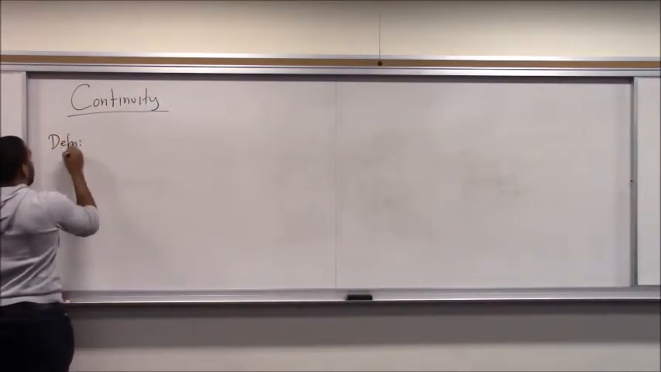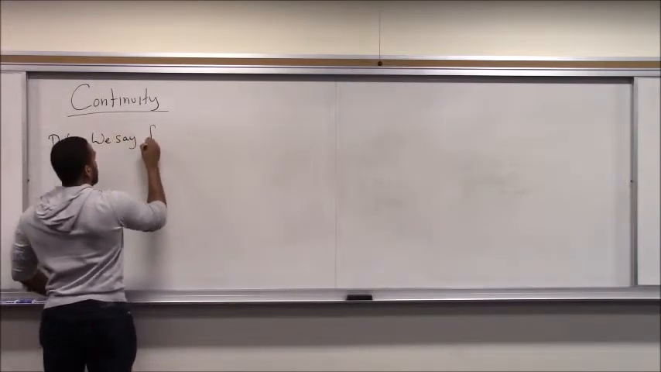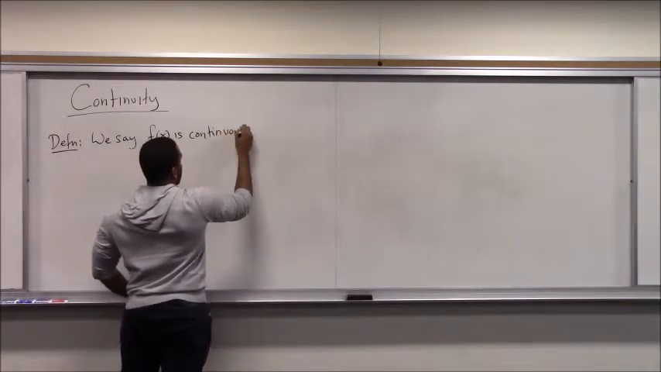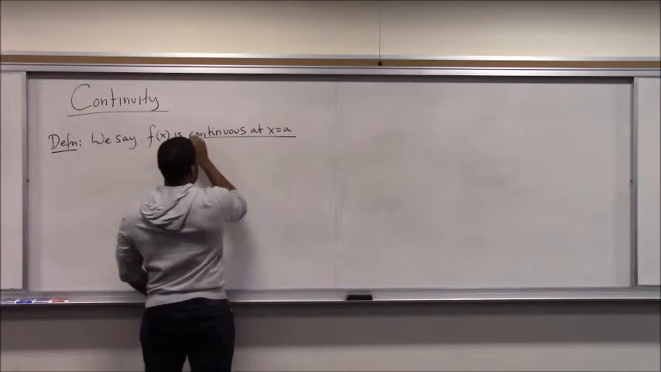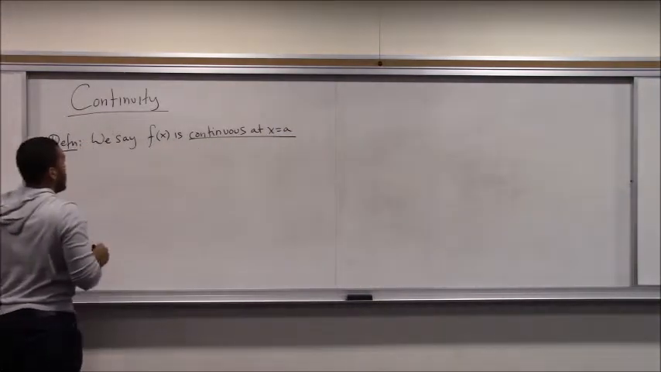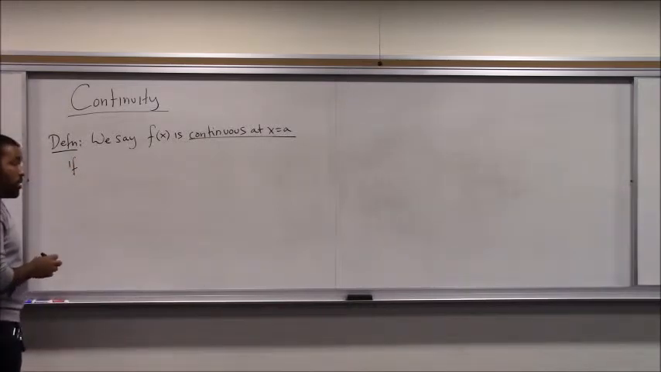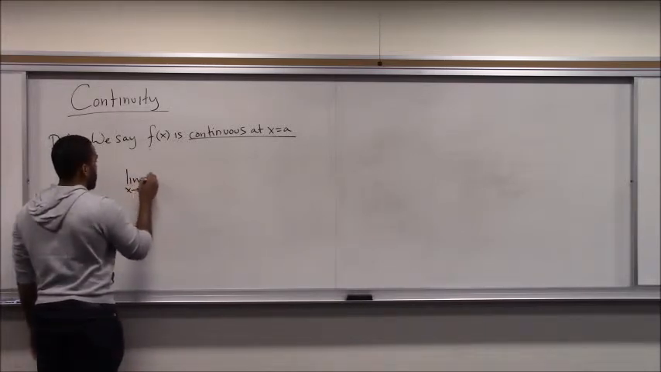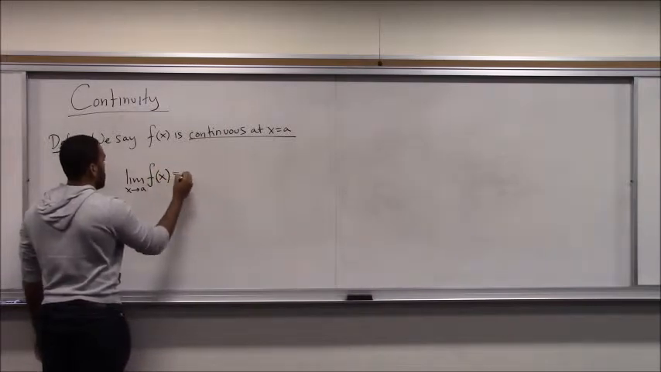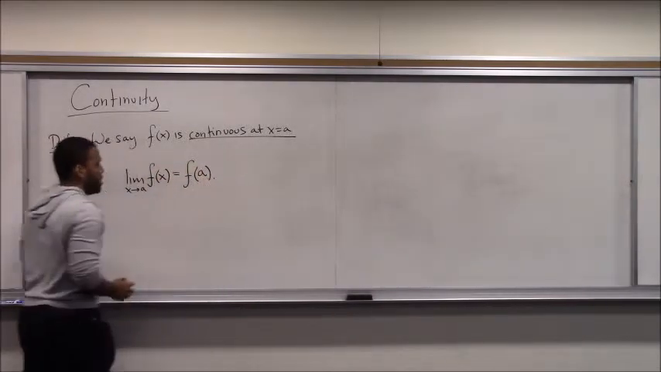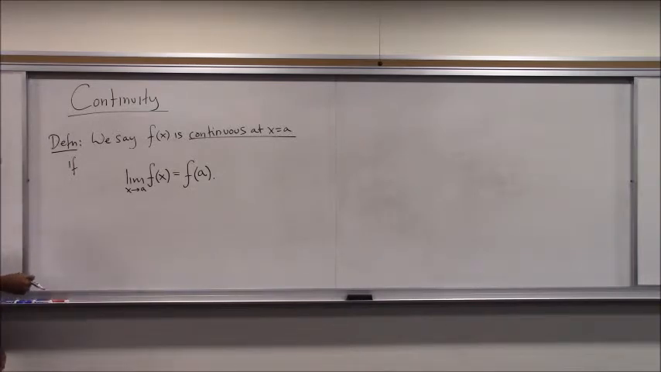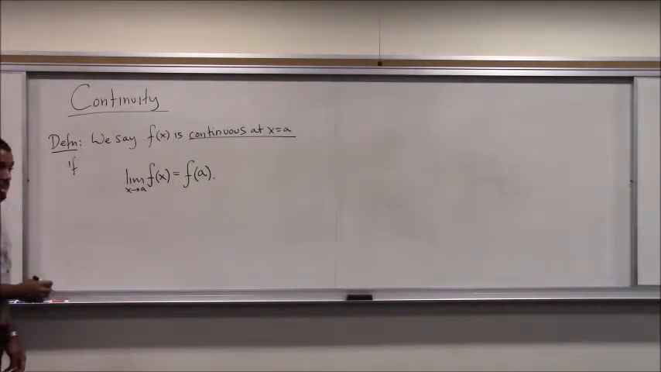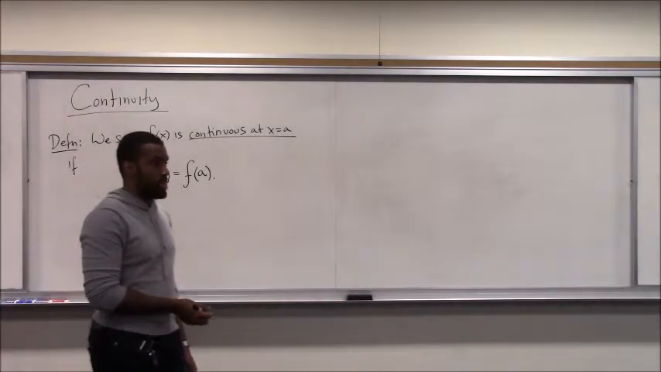Definition. We say a function, f of x, is continuous at x equals a if the following is true. If the limit as x approaches a of the function is the value of the function at a. If this equation is true, we say the function is continuous at a. If it's not true, we say the function is not continuous, or the function is discontinuous at a.